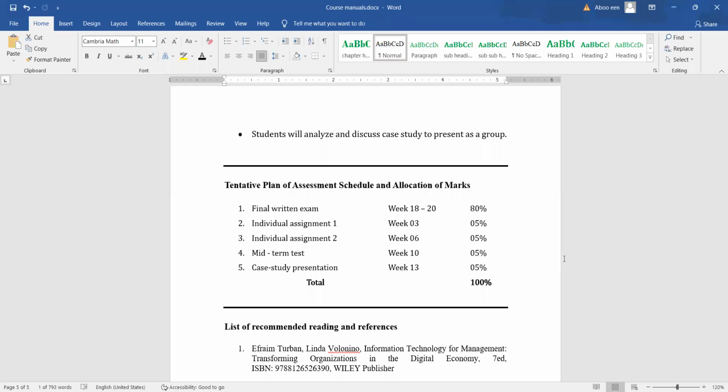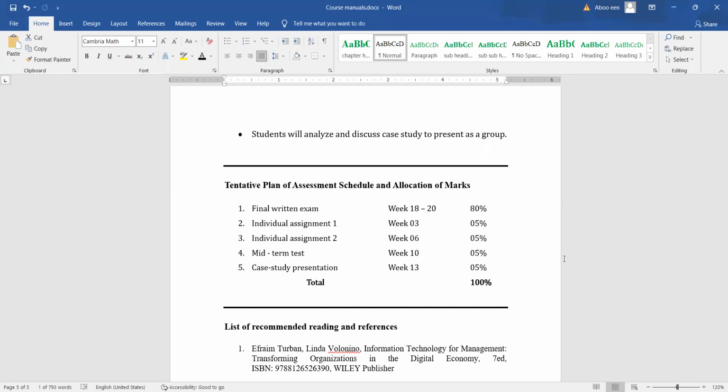So this is the tentative assessment plan, with time schedule and allocated marks. Normally for this subject, 80% of the marks is allocated for your final written exam, and 20% of the marks is allocated for your continuous assessment. This continuous assessment consists of different types of assessment. As I mentioned, the final written exam will consume 80% of the total marks out of 100. You will take it once you complete the entire session.